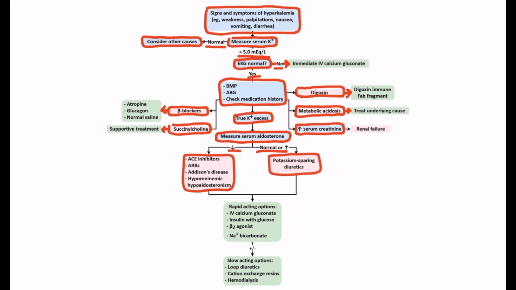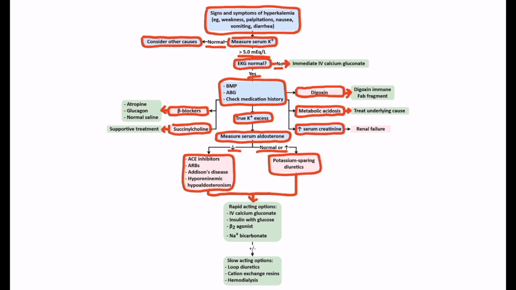As we already mentioned, first we need to administer IV calcium gluconate to prevent life-threatening arrhythmias. Rapid-acting options for treatment of hyperkalemia also include insulin with glucose or beta-2 agonists. Both of these medications will drive potassium into the cells. Sodium bicarbonate will increase the blood pH, forcing the hydrogen ions out of the cell in exchange for potassium.